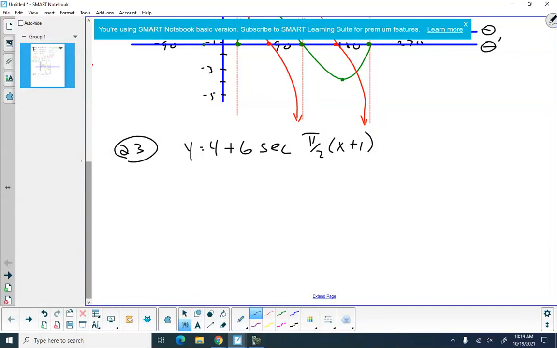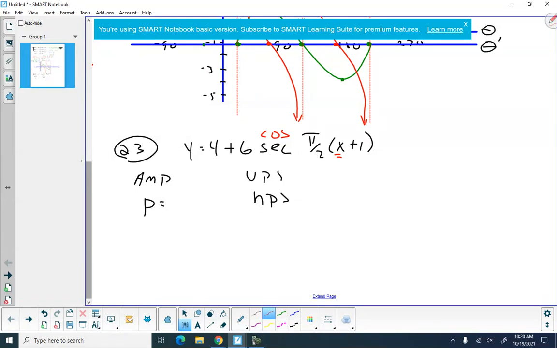First off, we throw in our guide function. We have a secant there. So Nolan, what are we going to use as a guide function? Cosine. We're going to use our cosine. So we have an amplitude, period, vertical phase shift, and horizontal phase shift. Now, we are in x, and we are in radians.